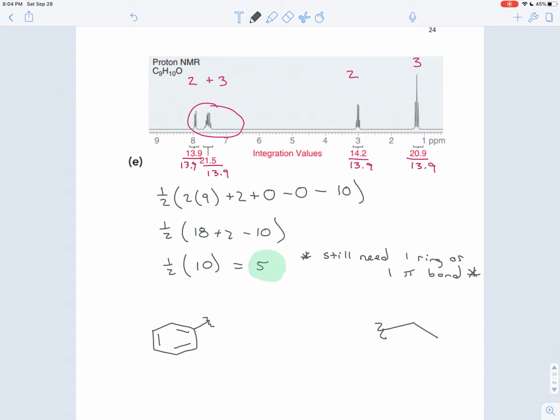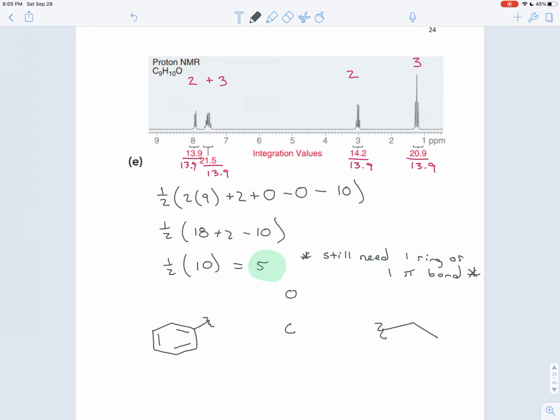Okay, so let's step back, take stock. What have we used so far? What do we have left? We've used 6 carbons plus 2 carbons is 8 carbons, but we have 9, so that means we need to add 1 in. So we have 1 carbon left. We've used 5 hydrogens here, plus another 5 from the ethyl group. We've used 10 hydrogens, and there are only 10 hydrogens, so we've used all of our hydrogens. And finally, we have not used that oxygen, so we still also need to add in the oxygen. And remember, we still need to add in 1 ring or 1 pi bond.